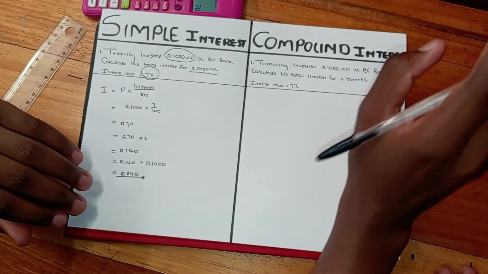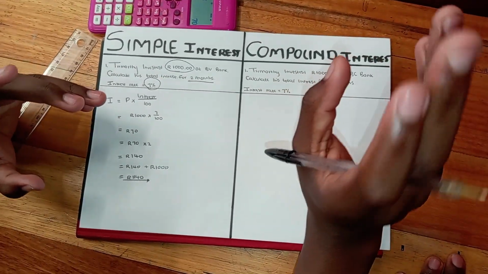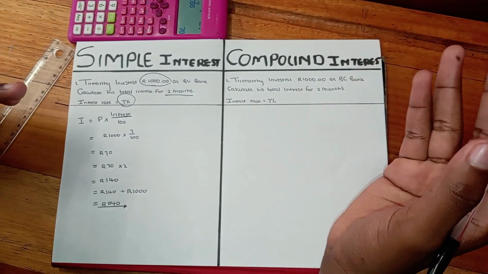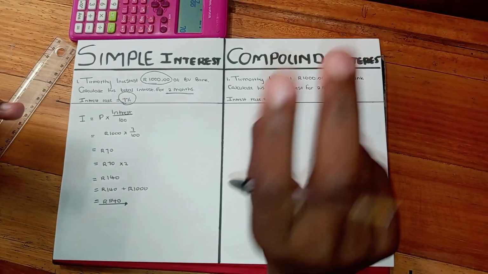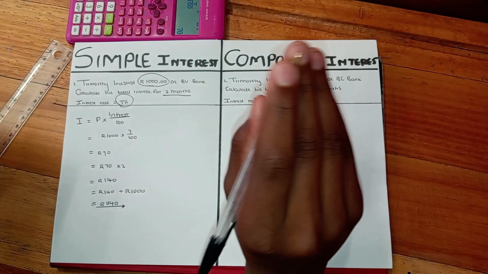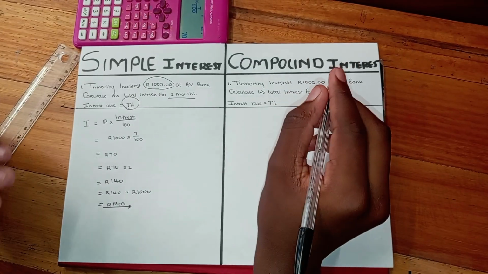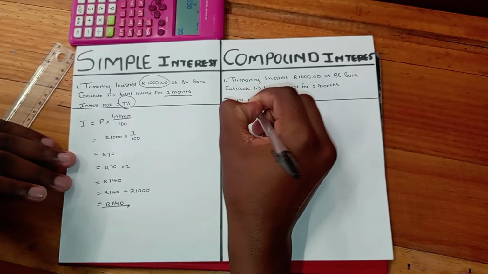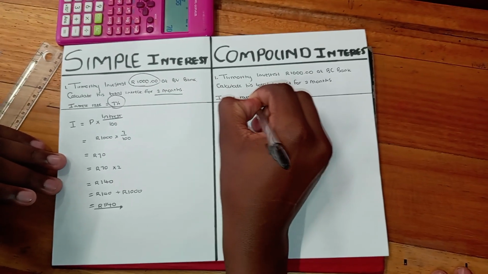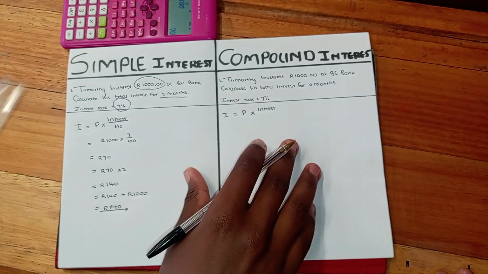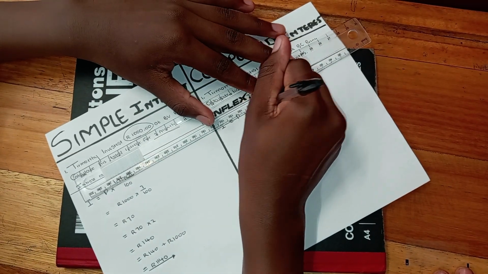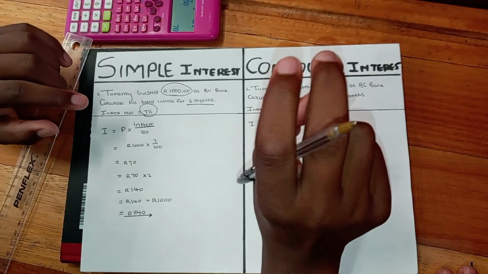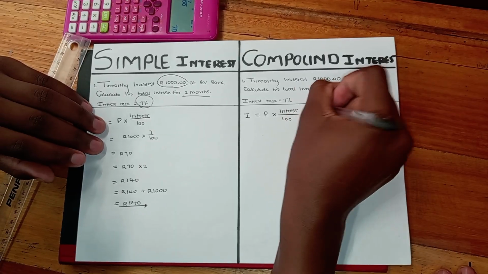Now, the difference with compound interest: it is the same scenario, the same story. Timothy invested a thousand rand at the bank. Calculate his total interest for 2 months, interest rate being 7%. So our formula here is also interest is equal to principal amount multiplied by interest rate over 100. Now, since this is compound interest, here we'll do month one first.